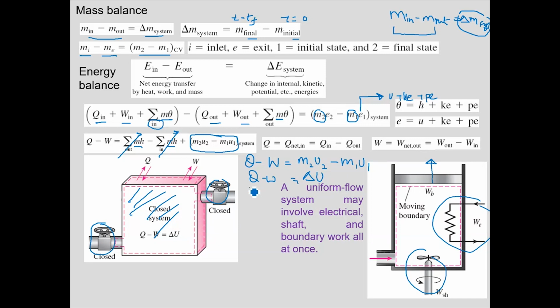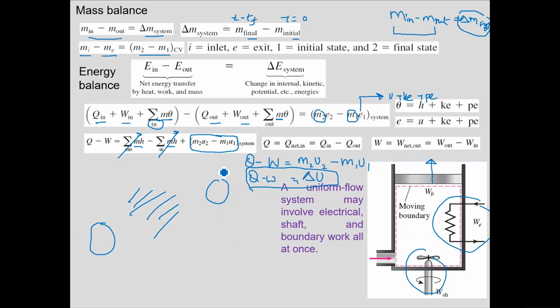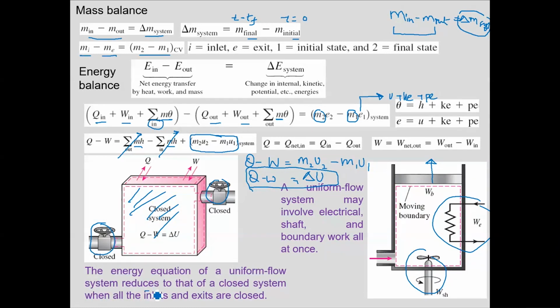So Q minus W equals delta U is a special case for a uniform flow process where you have inlets and exits closed. When you have inlets and exits closed, you will have Q minus W equals delta U as a specific case, which is the case for the closed system.